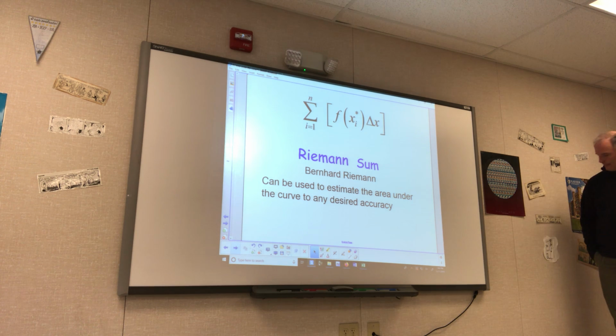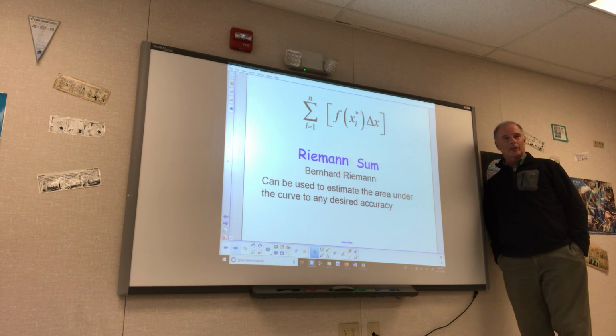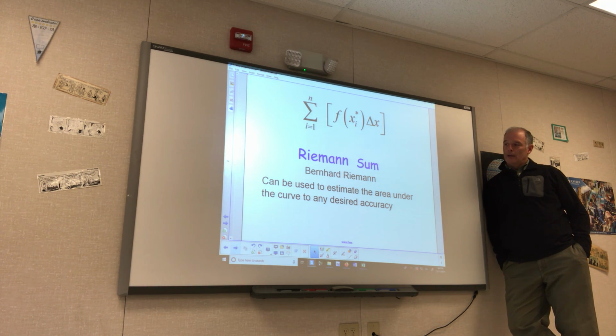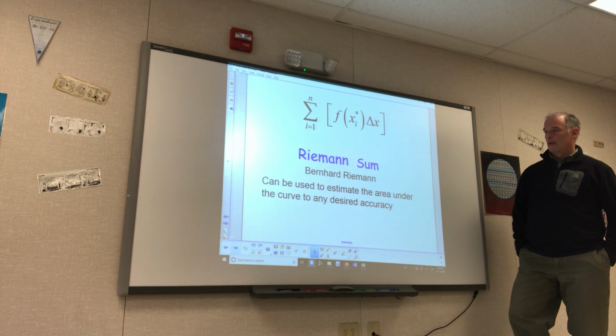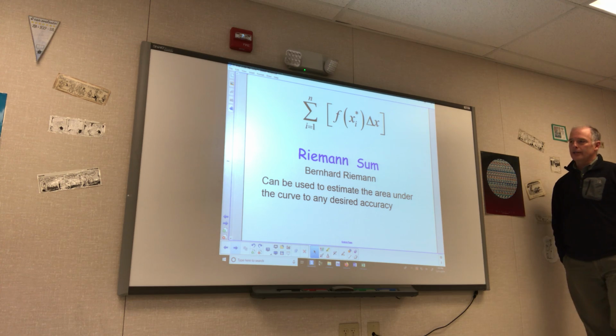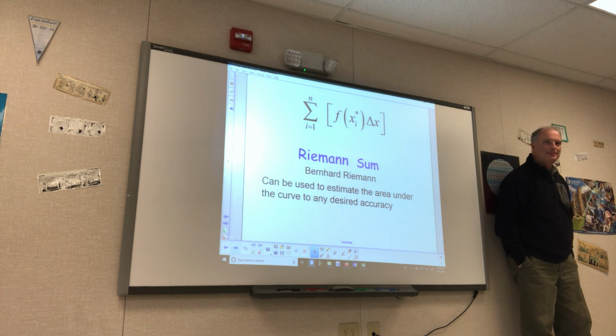So a little vocabulary for you. This is what's known as a Riemann sum. And we're going to use a Riemann sum to estimate that exact value. Who's Riemann? Bernhard, dead German guy, mathematician.